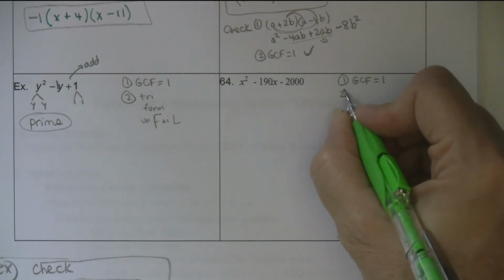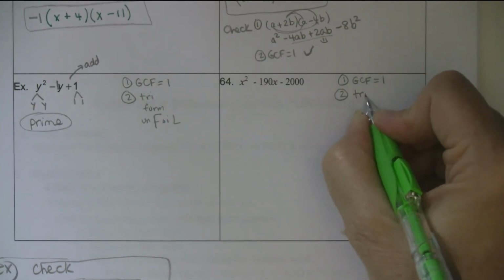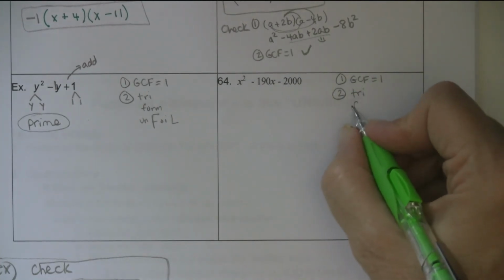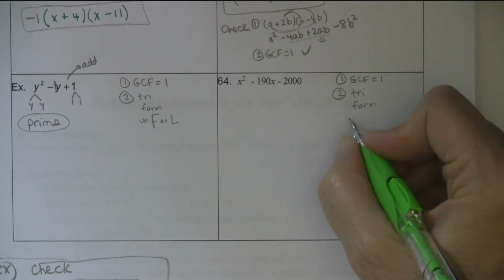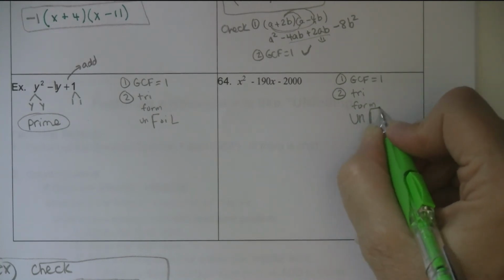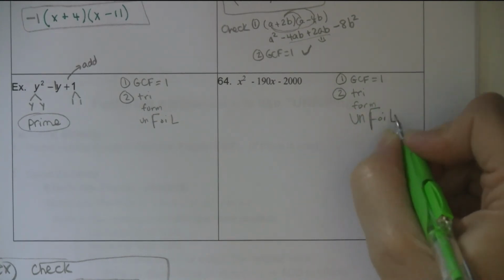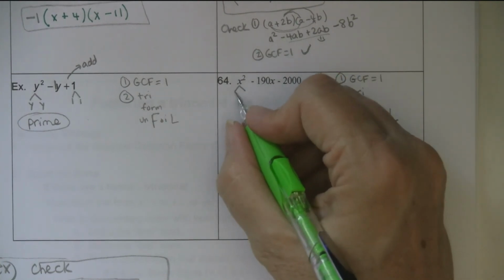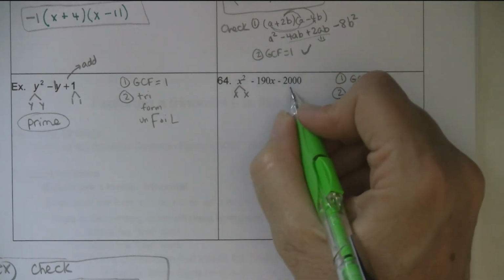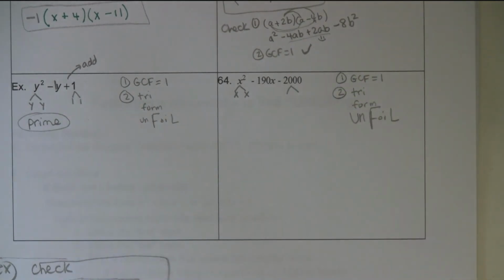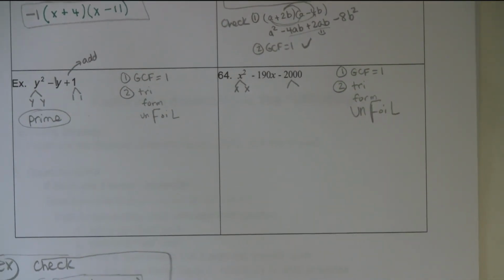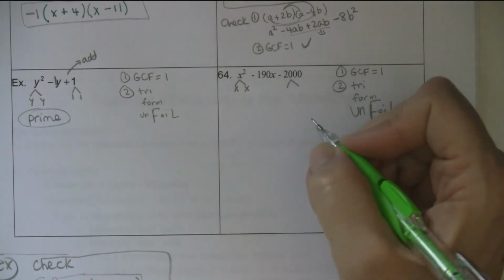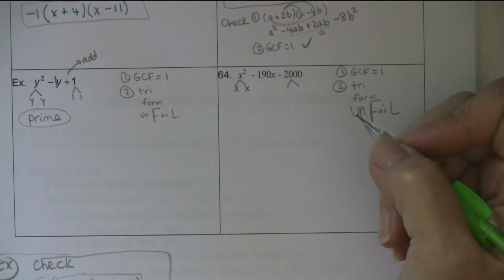And so it is a trinomial. We'll do it next, right? Trinomial, and it's of the form. So we're going to give a shot to unfoil. You try to make the first work. It's in descending order, x times x. And I'm trying to think of things that multiply together to give 2,000, but when I subtract them, because this is saying subtract, I get 190.